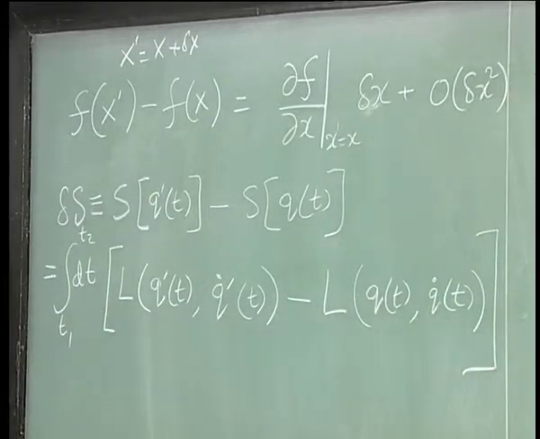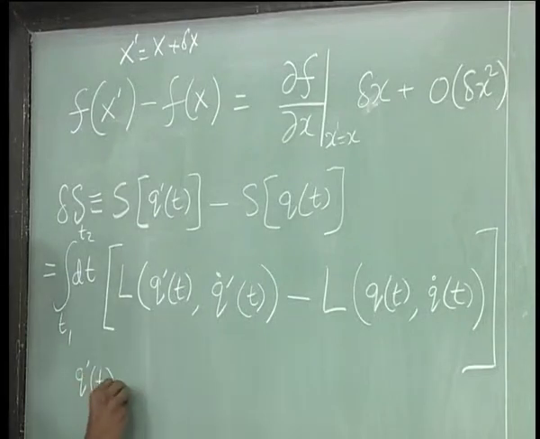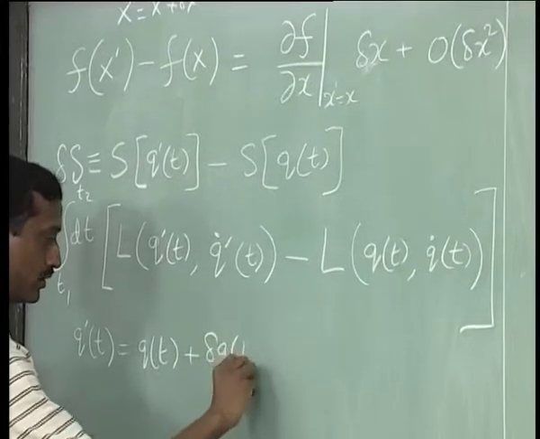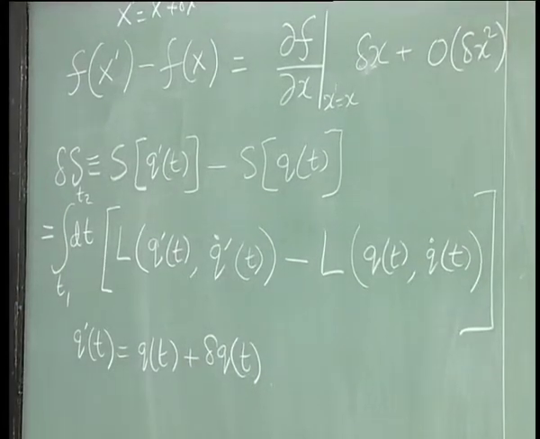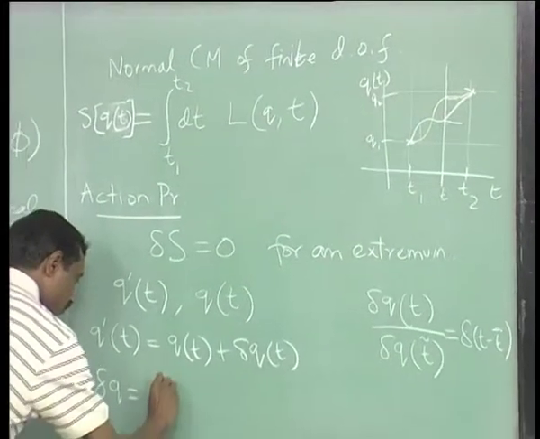So, there is nothing here, this is just taking the definition and putting things in. But now comes the nice stuff, which is to realize that we know that q prime of t is equal to q of t plus delta q of t. So we can rewrite this, if you wish, as delta q of t.